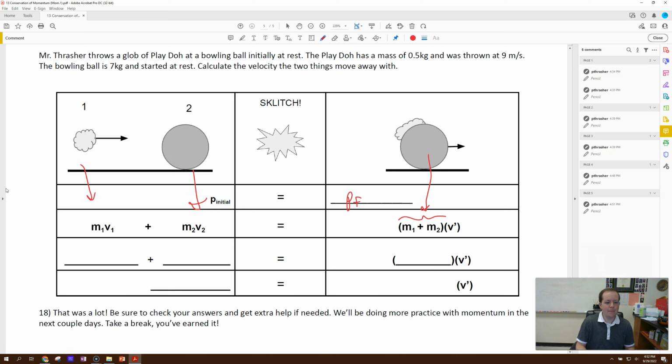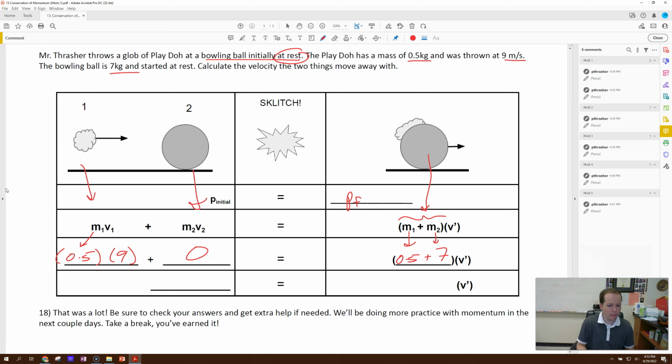Okay, so what's the mass and velocity of the blob of Play-Doh? Well, the mass is 0.5 and the velocity is 9. The bowling ball, while it has mass, what is the velocity of that bowling ball in the beginning? It's nothing. It's at rest. So I'm just going to slap down a 0. So this just kind of goes away. But now they're connected, so I need the mass of the two pieces. The mass of the ball of Play-Doh is 0.5. The mass of the bowling ball is right here, 7. So 0.5 plus 7.